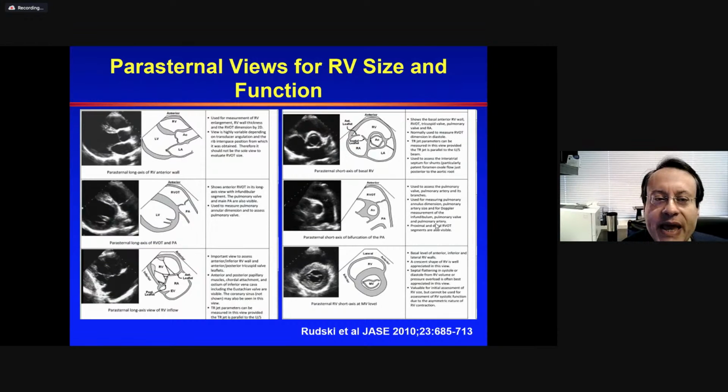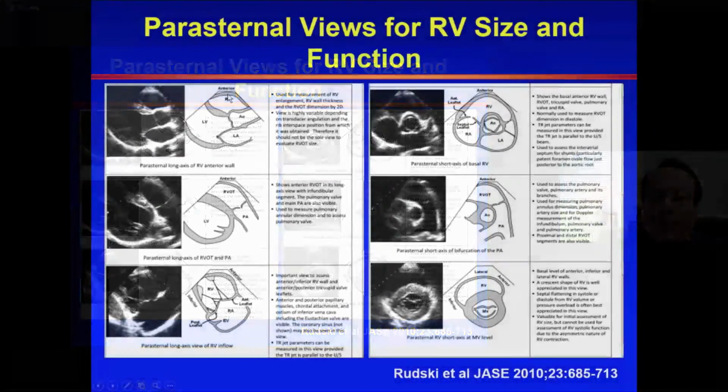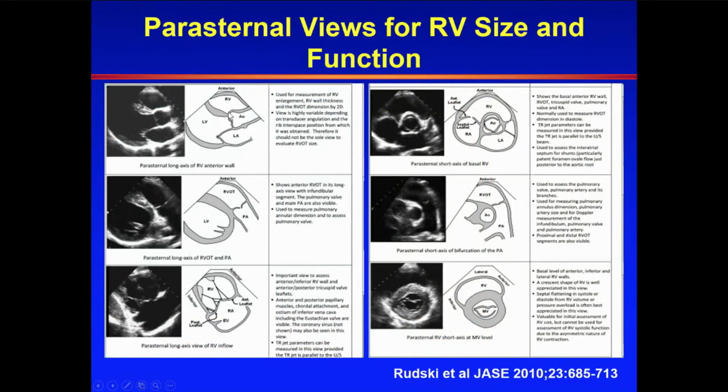For the 2D, we have standard views that the sonographers acquire. They include the parasternal long axis view that gets you the RV anterior wall and is a very suitable view to obtain measurement of the proximal diameter of the RV outflow tract. It's taken from the anterior wall to the junction between the septum and the anterior aortic root. The maximum size for that dimension is 35 millimeters.